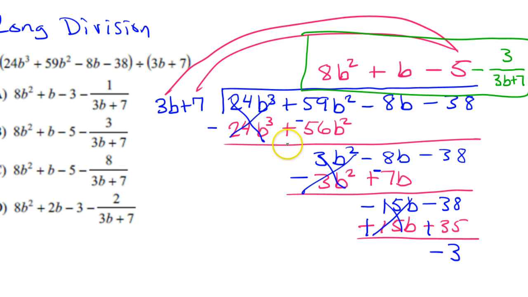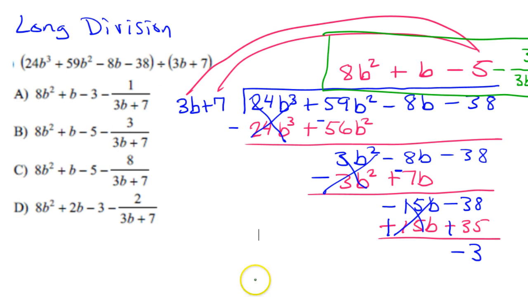Now let's hunt for it. By the remainder alone, I can already tell the answer is going to be B, because it's the only one that has minus 3 over 3b plus 7. Okay, does the rest of it match? 8b squared plus b minus 5. Yep, so there you go. The answer is B.